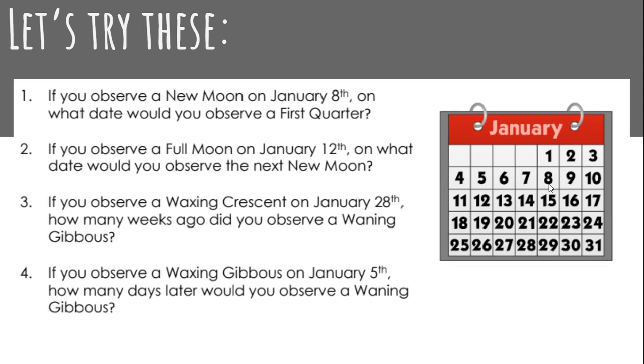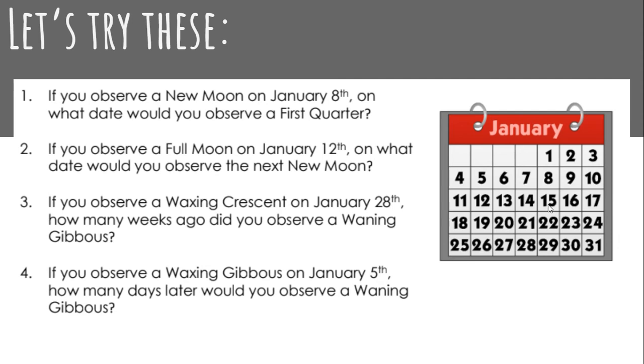Well, as I mentioned to you before, there is 7 days in between all of our main points. 7 days between a new moon and a first quarter, 7 days between a first quarter and a full moon, 7 days between a full and a third quarter, and 7 days between a third quarter and new moon. So 7 times 4 gives us 28. So if there was a new moon on January 8th, our first quarter moon would be 1 week later, or 7 days later, on January 15th.